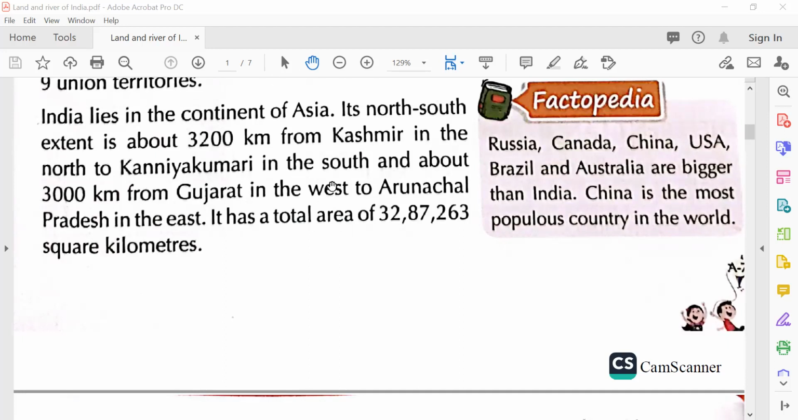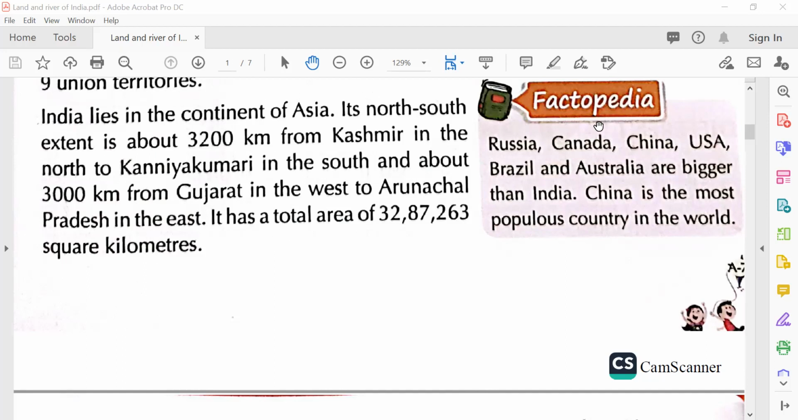So when you see the map, you will find this. You will search for these places: Kashmir, Kanyakumari, Gujarat, and Arunachal Pradesh. I will show you the map below. So Arunachal Pradesh is in the east. So this side is east. So here Arunachal Pradesh, here Gujarat, here Kashmir, and here Kanyakumari. We'll see it in the map, then it will become more clear.